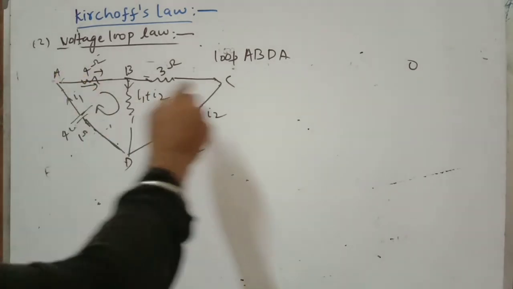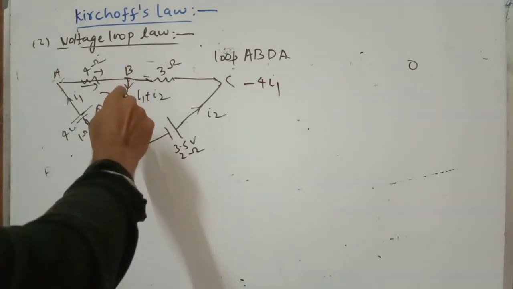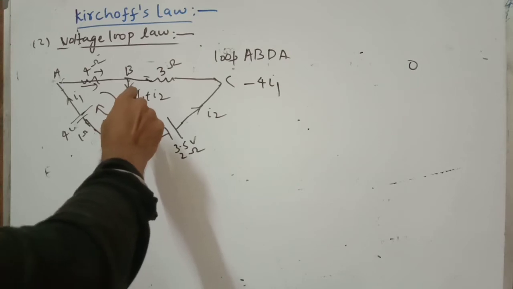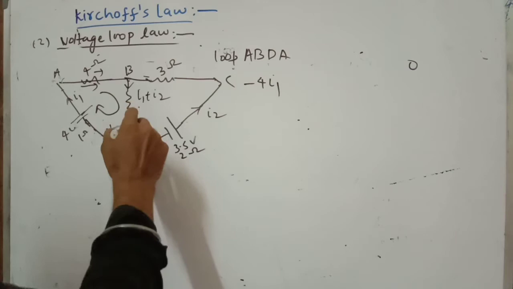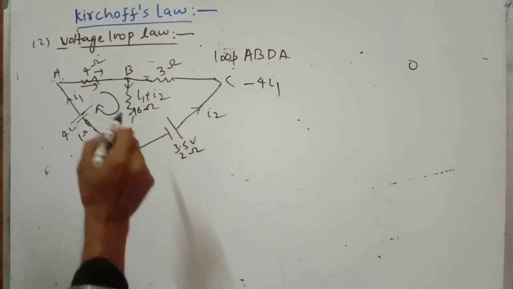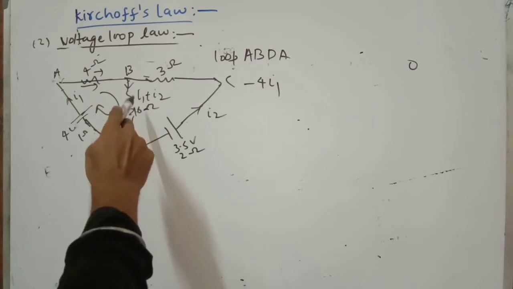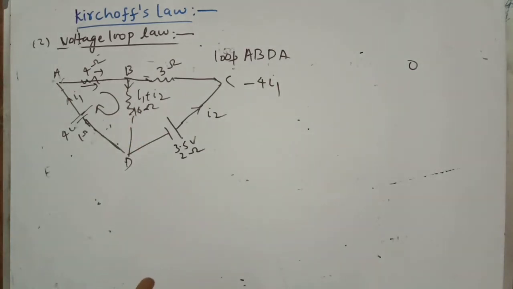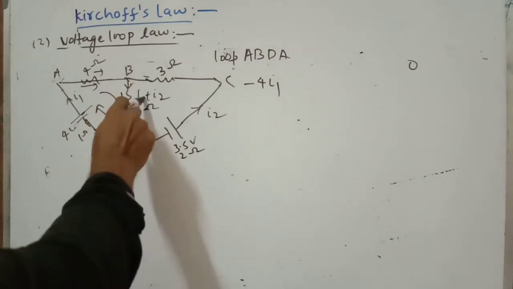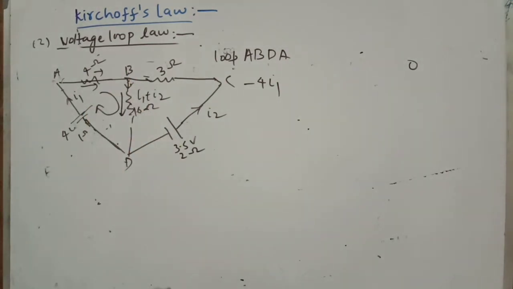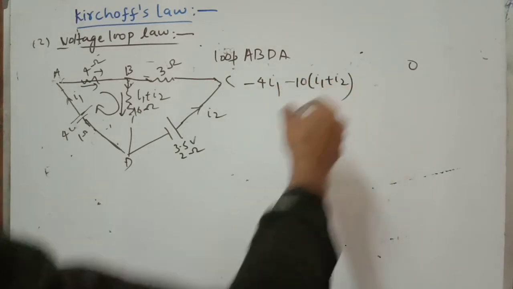So here we write minus 4I1. Now the current direction through this resistance, let me consider 10 ohm, simple. So the potential difference across this 10 ohm is negative or positive? Obviously negative. Why? Because your considered direction and the current direction through this resistance are the same. So we write minus 10(I1 plus I2).